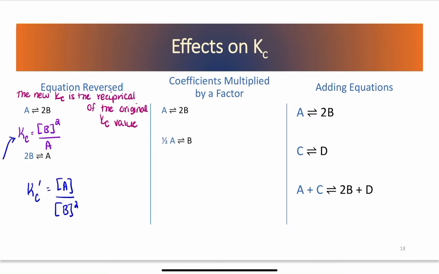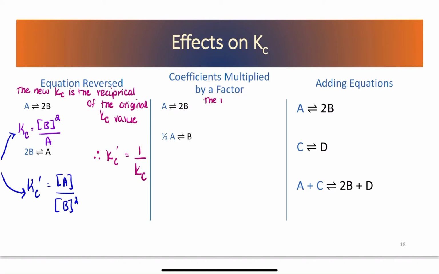Compare these two expressions though, and we realize that Kc prime is just the inverse of Kc. Therefore, Kc prime is equal to 1 over Kc. It's just the reciprocal of the original Kc value. What if we multiply these coefficients by a factor? If we multiply them by a factor, the new Kc value is the original Kc value but raised to a power of that factor.